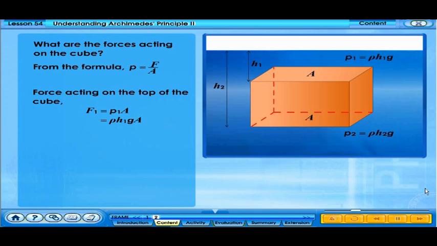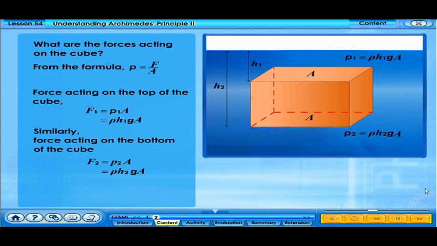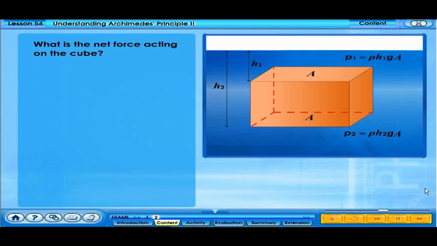From the formula, P equals F over A, force acting on the top of the cube, F1 equals P1A equals ρh1gA. Similarly, force acting on the bottom of the cube, F2 equals P2A equals ρh2gA. What is the net force acting on the cube?